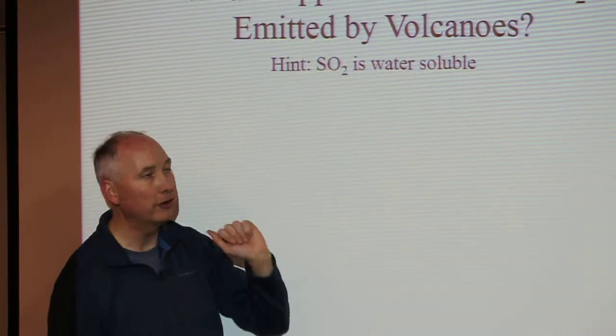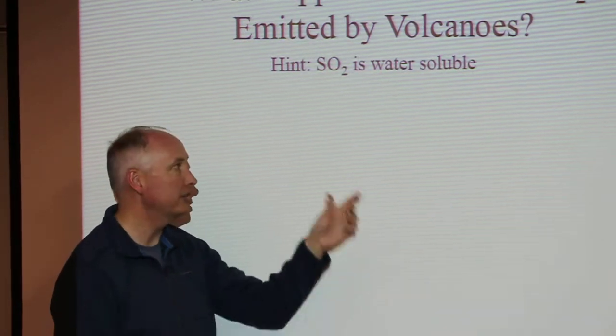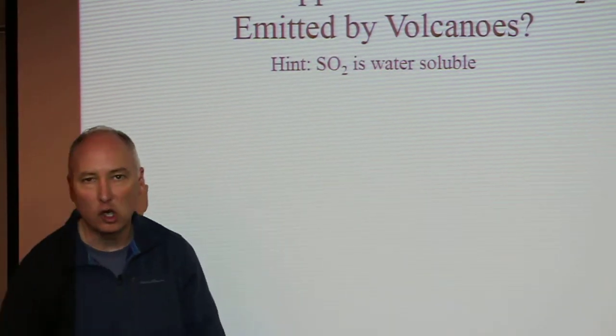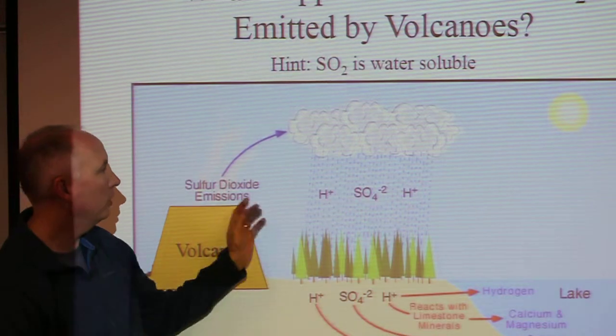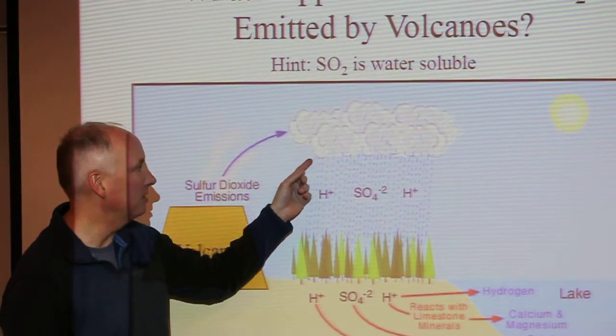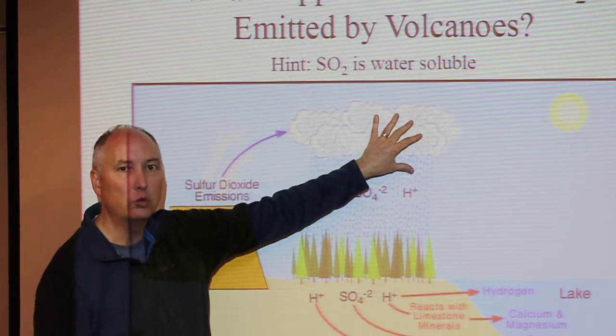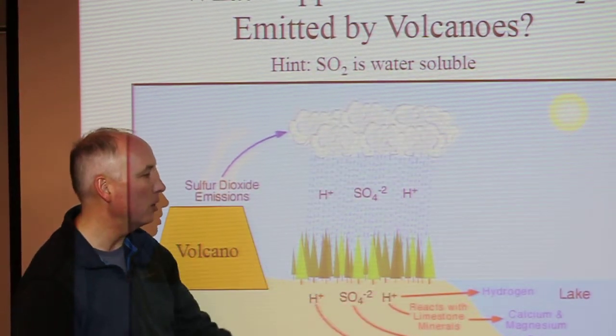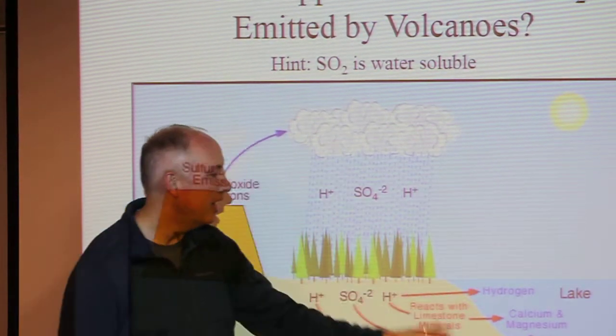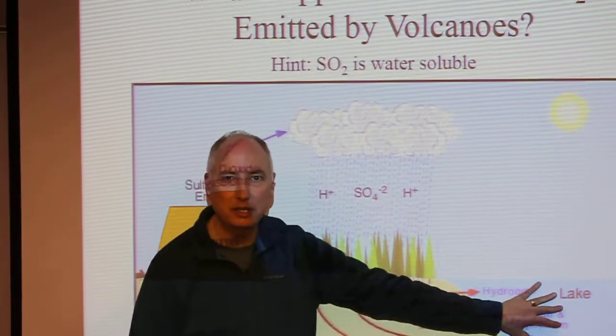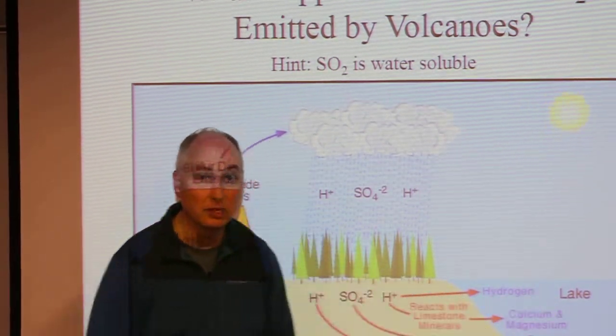Where did the sulfur dioxide go? Well, there's a hint: sulfur dioxide is water soluble. So if you emit sulfur dioxide to the atmosphere from volcanoes, it gets incorporated into the cloud water and eventually precipitates out onto the land or the water, and eventually it ends up in the water system. So it's also removed.